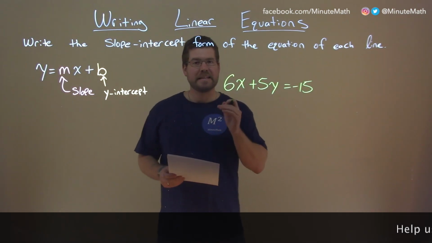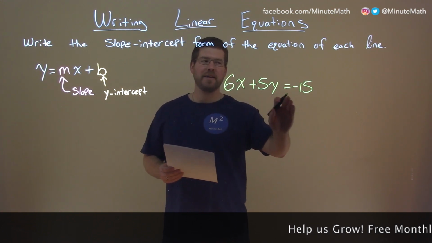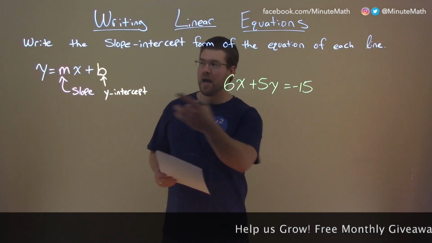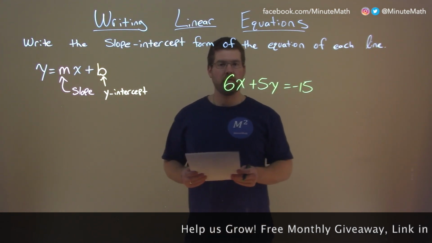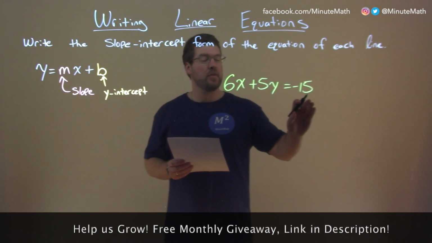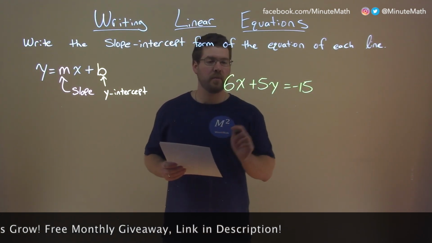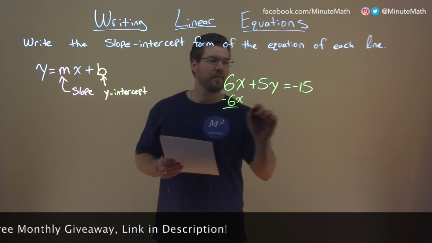I was given this problem. 6x plus 5y equals negative 15, and I want to write that in slope-intercept form. First step here, let's get the 6x to the other side. Remember, y by itself is our goal. Subtract a 6x here.